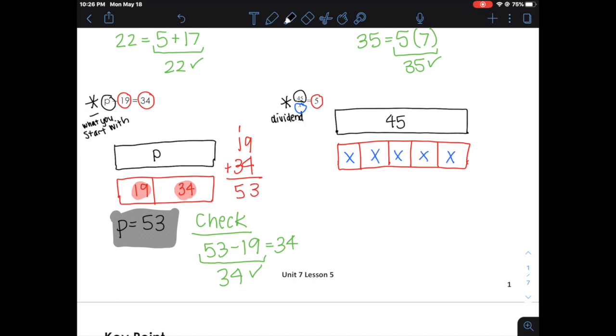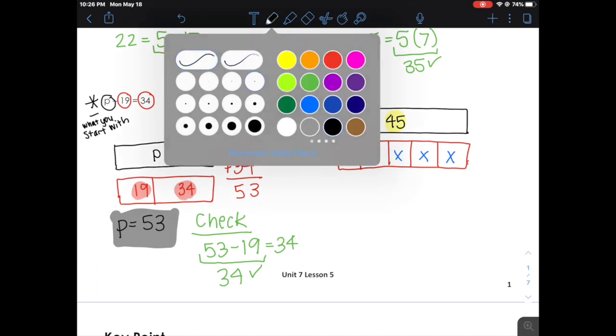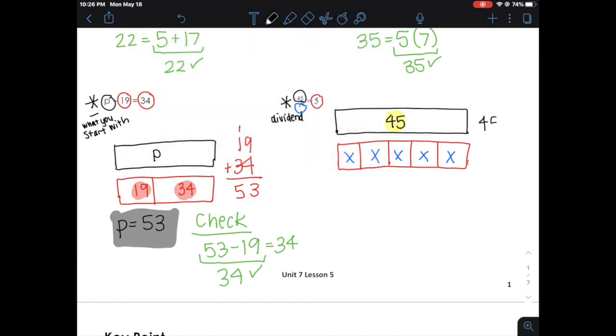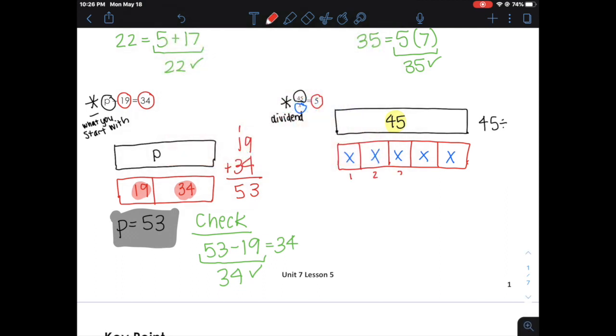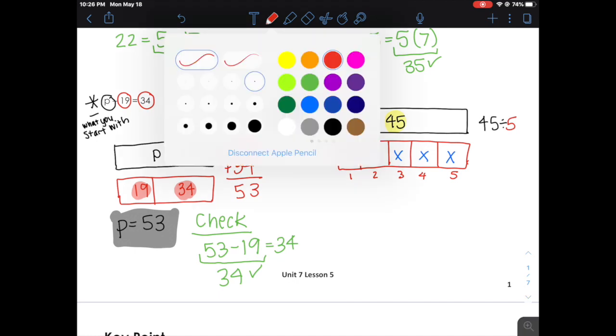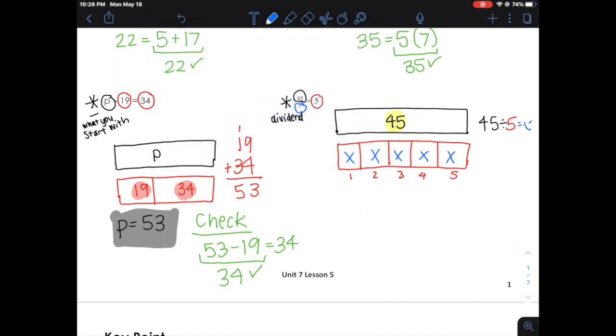Okay, again, look at what information you know. We have our total. So that means we're going to have to divide. We have our total and then one of either group size or group number. We have the group number, so we're going to take 45 and divide it by the number of groups that we have, which is 1, 2, 3, 4, 5. Okay, and then that's going to give us what X equals. So 45 divided by 5 gives me 9, so 9 is X.